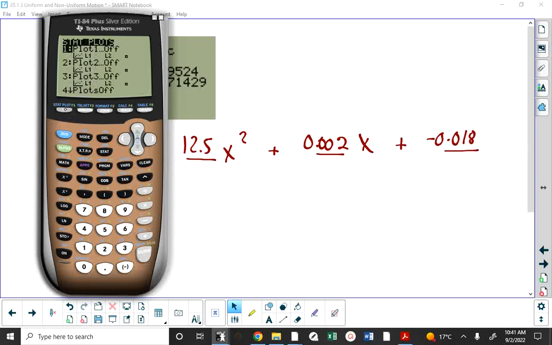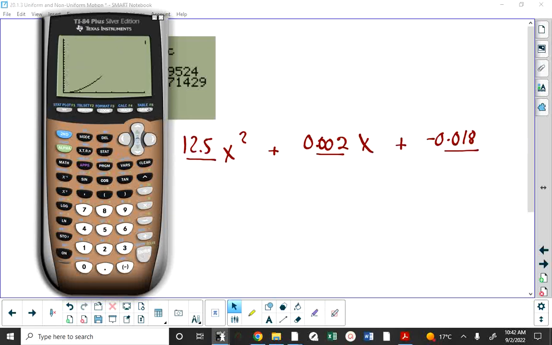I'm going to turn my stat plot on this calculator. So, does the curve match the data? Yep. You can turn the data off now because you don't need it anymore. So go back to your stat plot and turn it off.